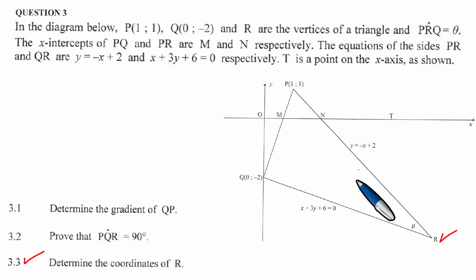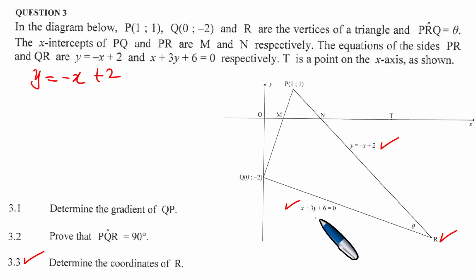Straightforward. We can see there are two lines. The line whose equation is y equals minus x plus 2, and another line whose equation is x plus 3y plus 6 equals 0. These two lines intersect at the point R, and we want to determine the coordinates of R. Two lines intersect at a point, we know the equations, and we can solve them simultaneously. We proceed as follows. We have y equals minus x plus 2 here.